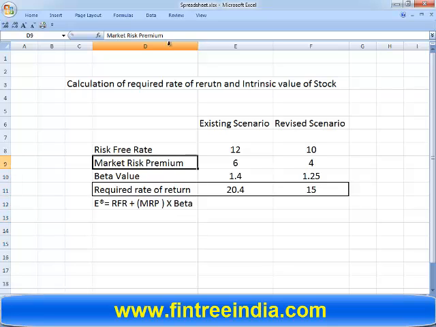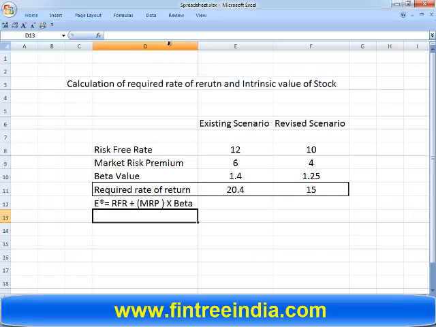See here, now in this example they've given us market risk premium directly, isn't it? So we don't have to reduce it from market. That means return on market must have been how much? In existing scenario, return on market was how much? 18%. And in the revised scenario, return on market was 14%. But they've just given us the premium directly, so we use it as it is.